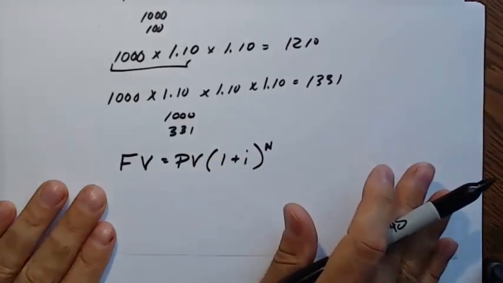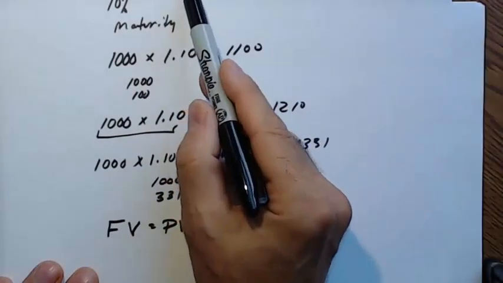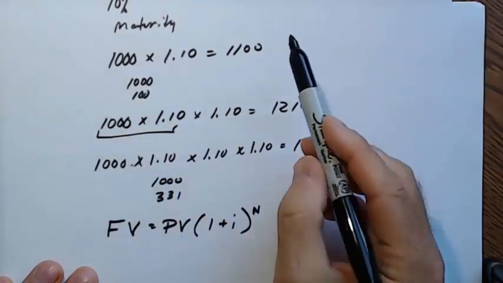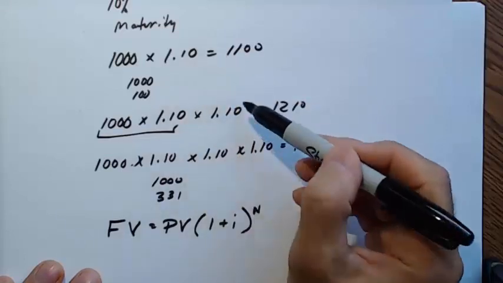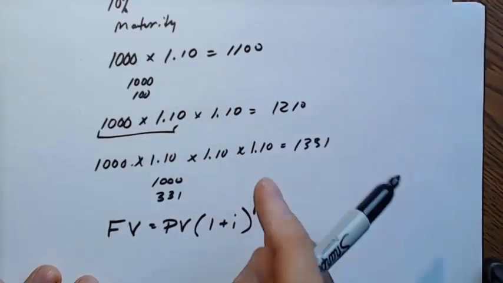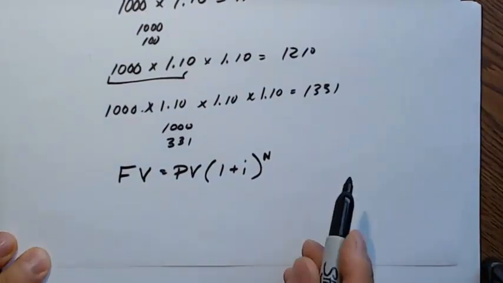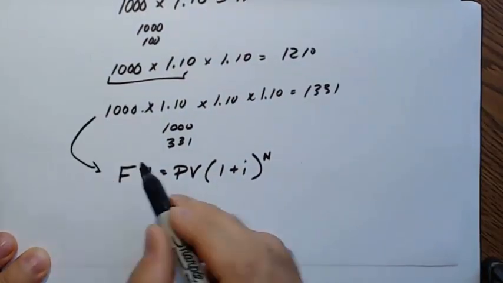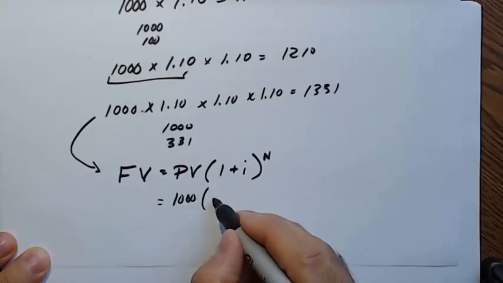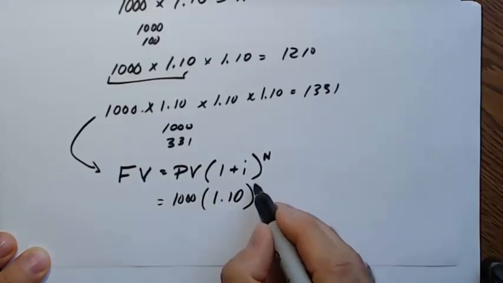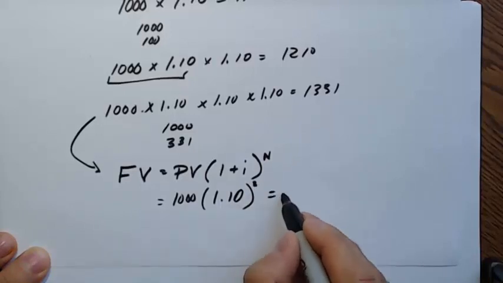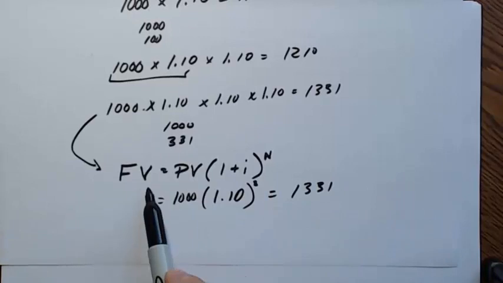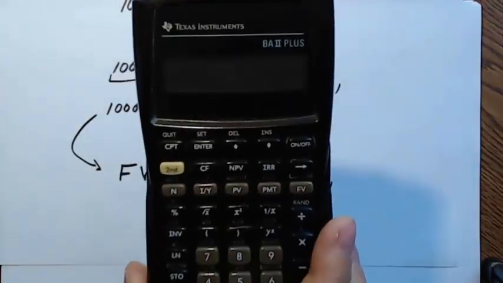So coming back to here, the $1,000 was the present value in each one of these cases. And then we compounded it over n equals 1, n equals 2, n equals 3, and so on. So let's do this example. We took $1,000 and we took 1.10 to the third power, and we come up with 1,331 as the future value. And that's not so bad. Now what we need to do is understand how to compute this on a calculator, a time value of money calculator, like I have right here.